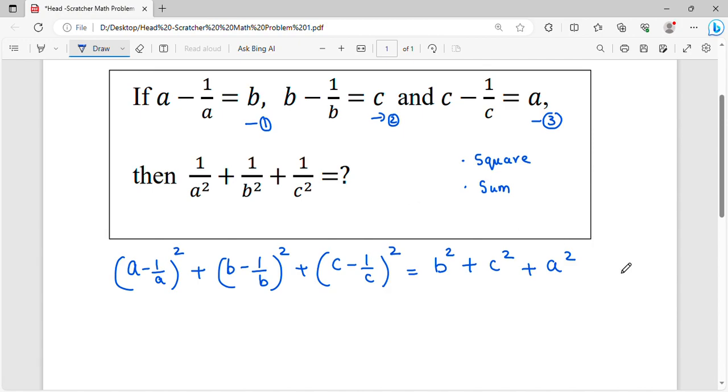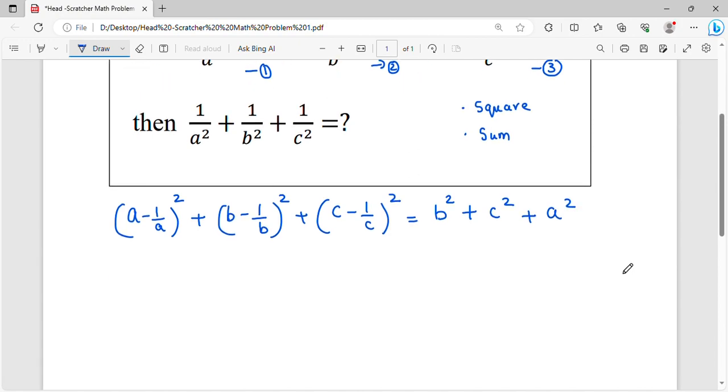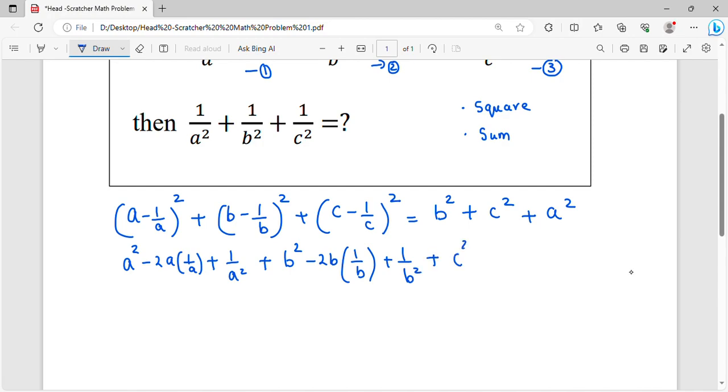Now my job is to expand this by using the formula for a minus b the whole square. So this becomes a squared minus 2 into a into 1 by a plus 1 by a squared, plus b squared minus 2b into 1 by b plus 1 by b squared, plus c squared minus 2 into c into 1 by c plus 1 by c squared, is equal to a squared plus b squared plus c squared.